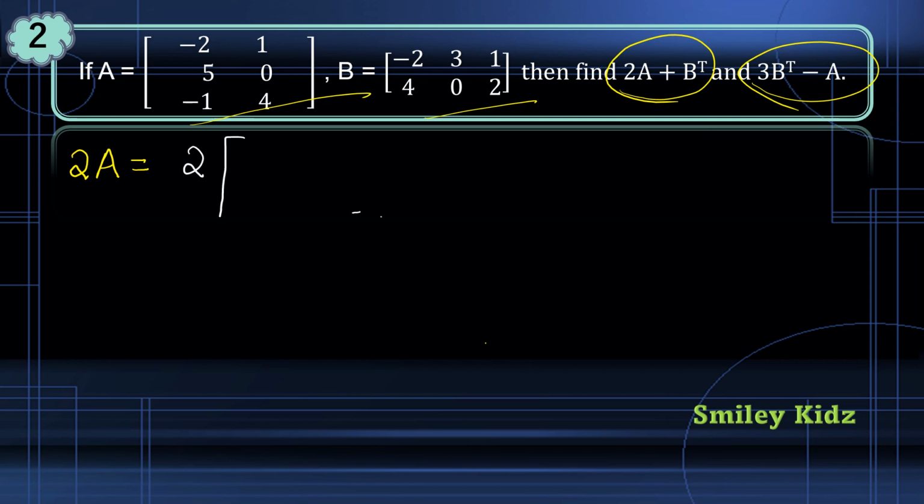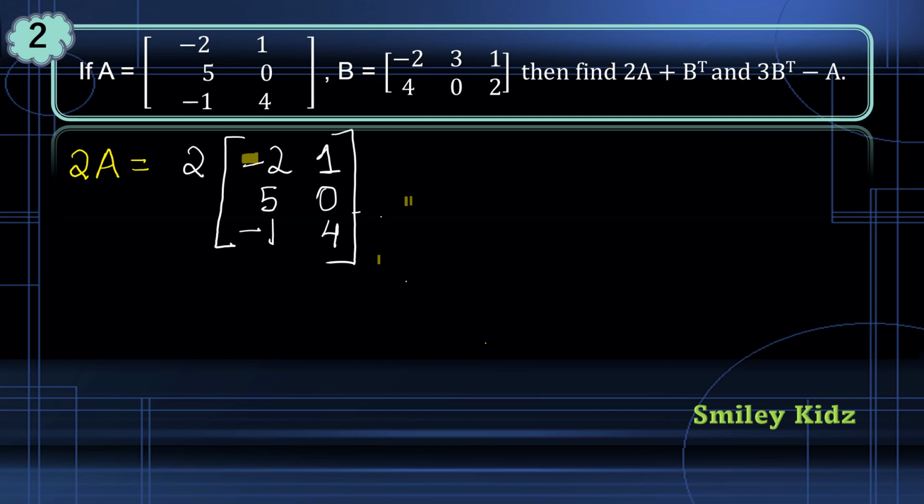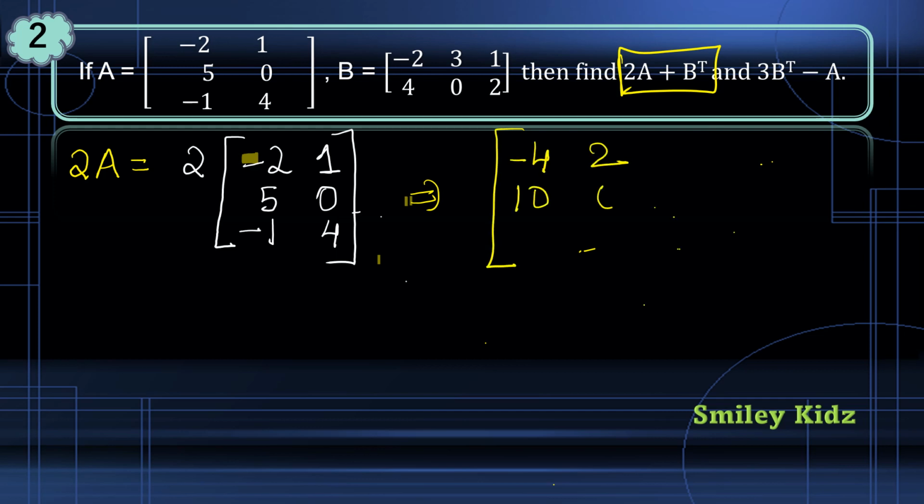Now 2 into what does the matrix say? Minus 2, 1, 5, 0, minus 1, 4. Now I'm simply going to multiply 2 with every element in matrix A. Alright. Now that is going to give me minus 4, 2, 10, 0, minus 2, 8. So the thing that I did over here is I've multiplied 2 with every element in the matrix. Then this is 2A.